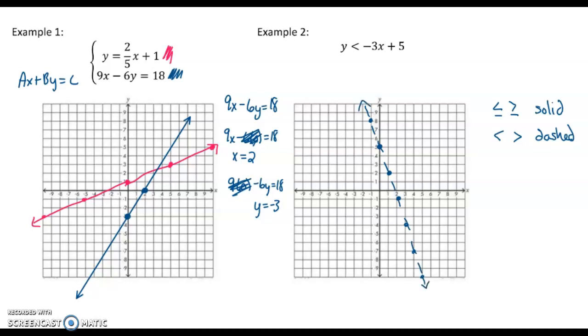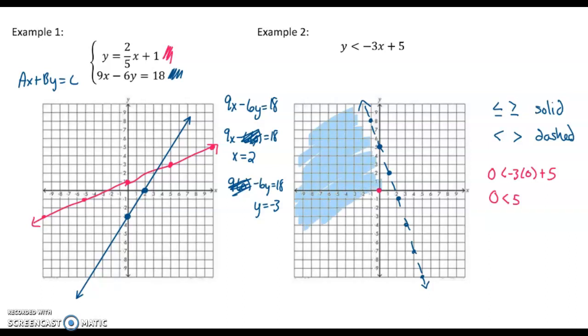Now, you have to shade one side or the other. Here's how you tell which side to shade. You test a point that is not on the line. So like I'm going to use 0, 0. It is a point not on the line. So I plug in 0 for x and 0 for y, and I see if it is true. Okay, so 0 is less than 5. That is true. So that tells me that I should shade on this side of the line.